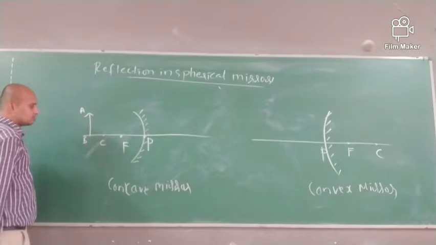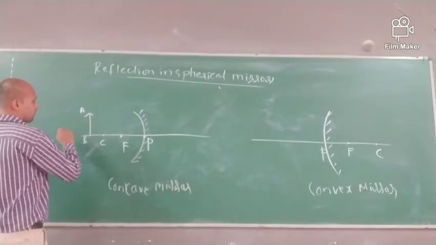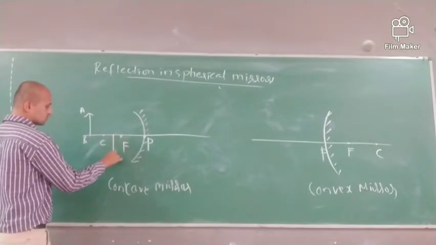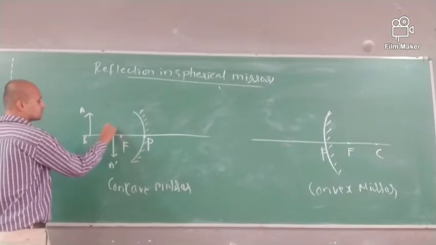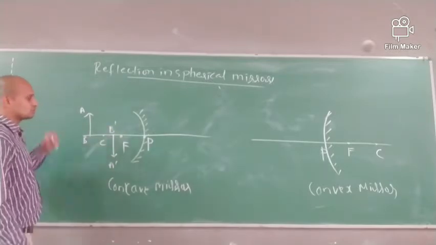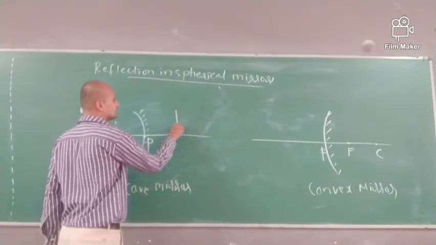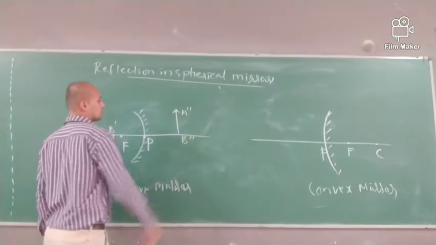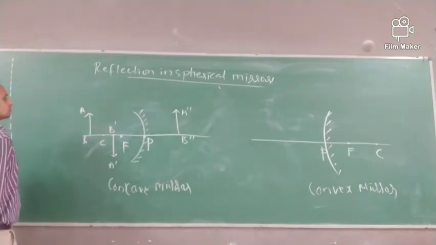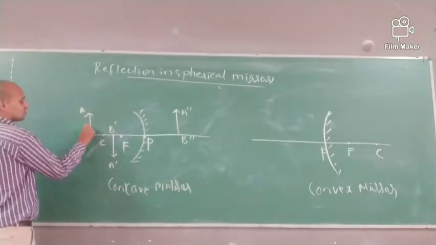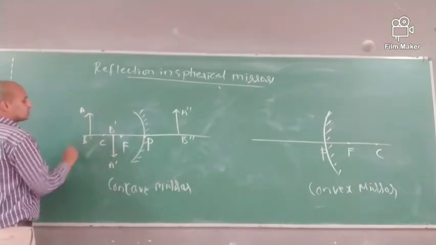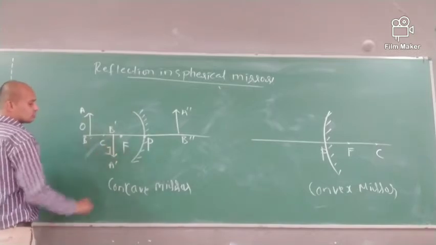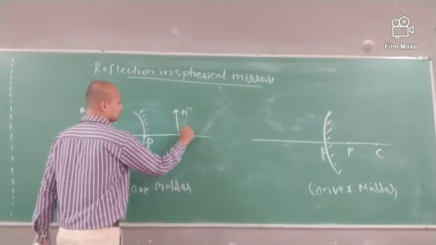This is AB object. A dash, B dash, one image of this object. Here A double dash, this is another image, whatever it may be. This is the object, this is an image, and this is an image.